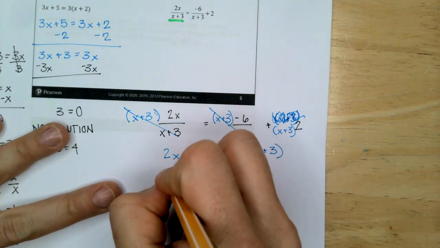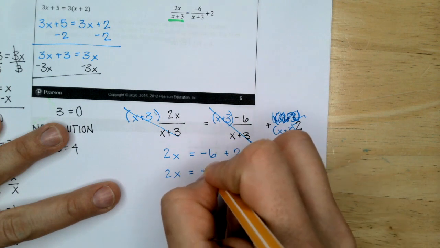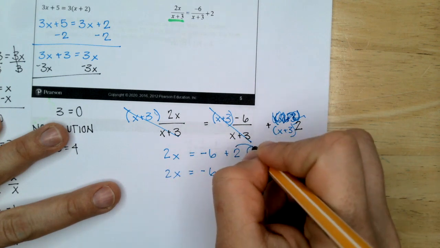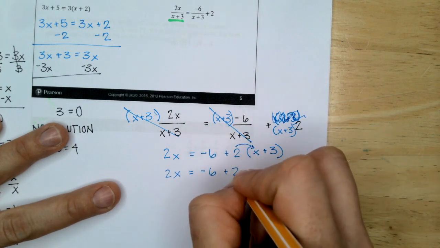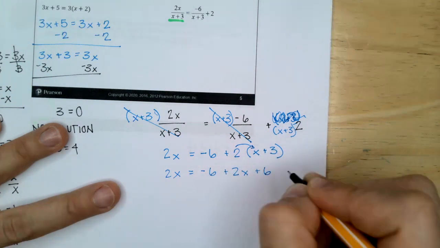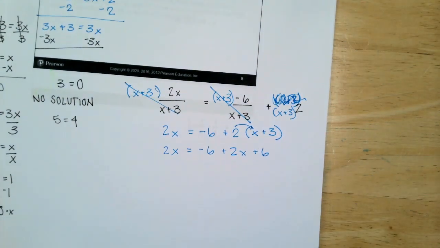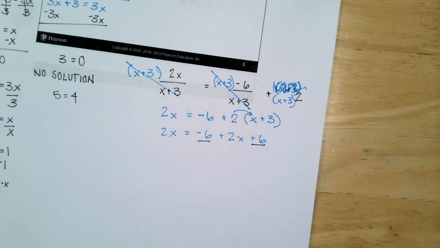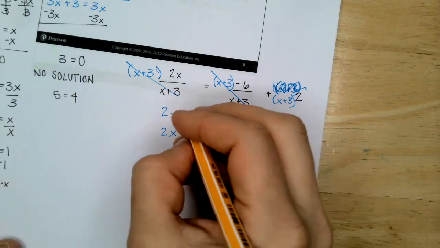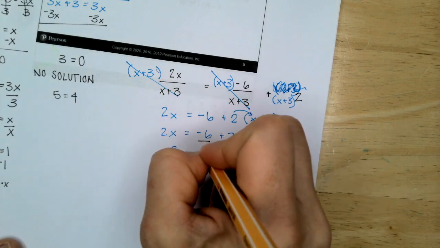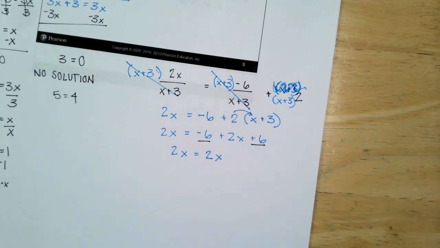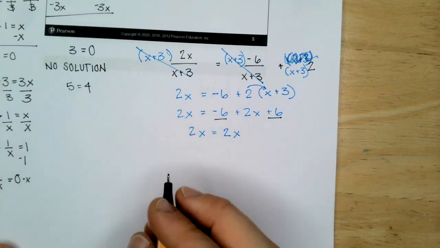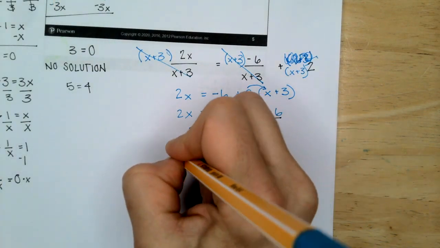Yay. 2x equals negative 6 plus 2 times (x plus 3). I'm going to distribute the 2. 2 times x is 2x. 2 times 3 is 6. Good? Okay. Negative 6 and 6 combine, but they just make 0, right? So that's actually just 2x equals 2x. That is always true, so those are infinite solutions.